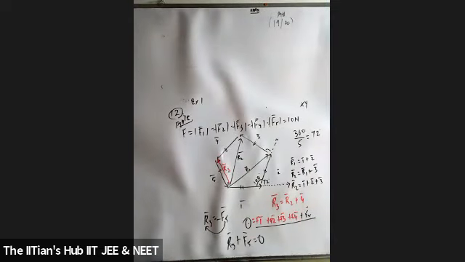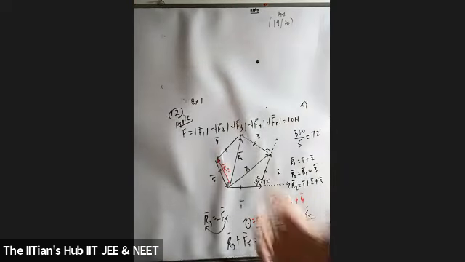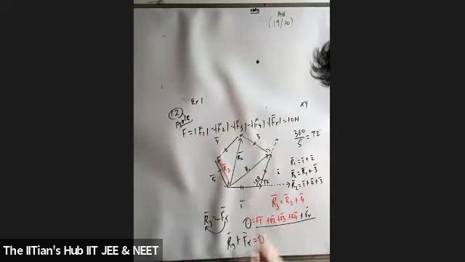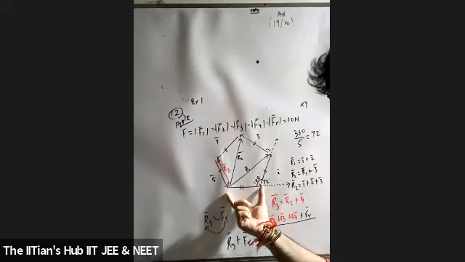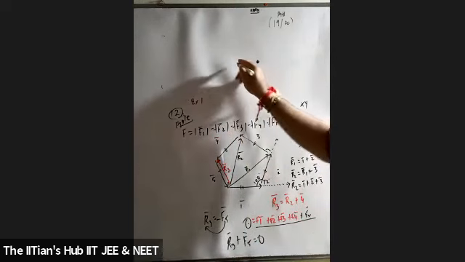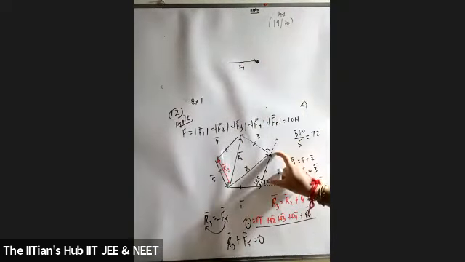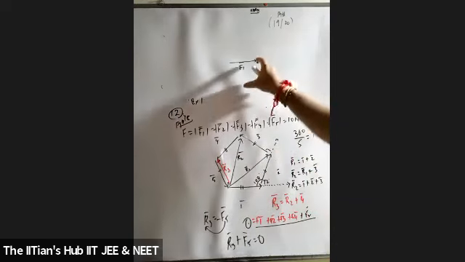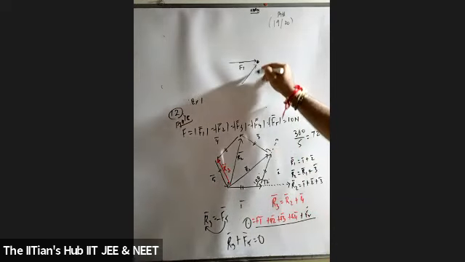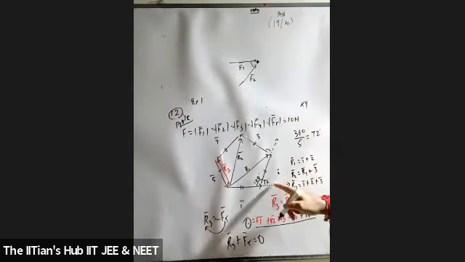Think as if this is my object. Now look carefully, students, I shift all these forces. I shifted this force parallel, so this is my F1. I shifted this force parallel, this is my F2. What is the angle between them? 72 degrees. Either two heads or two tails.